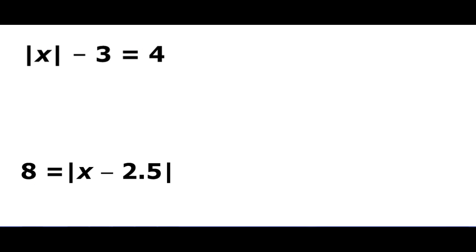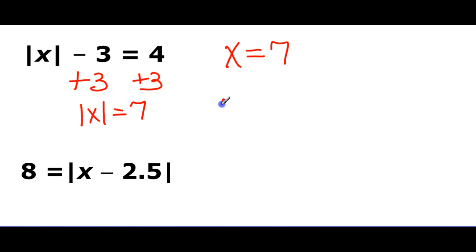Okay? Here's 2 more for you to check. Pause the video, do those. We'll do them ourselves here. Ready? Add 3 to both sides. I get the absolute value of x is equal to 7. Set up your two equations. X can equal 7. X can equal negative 7.